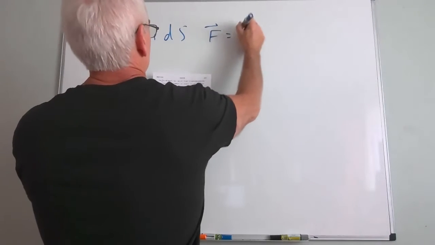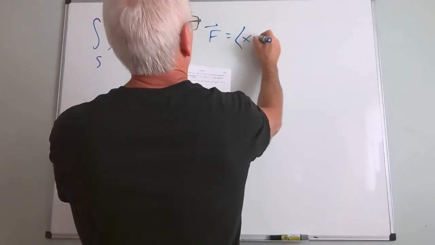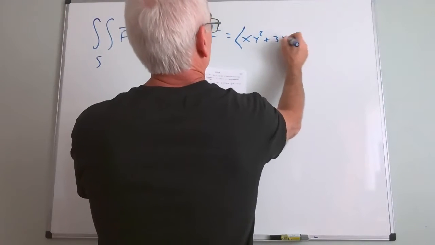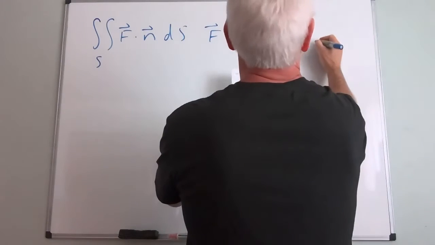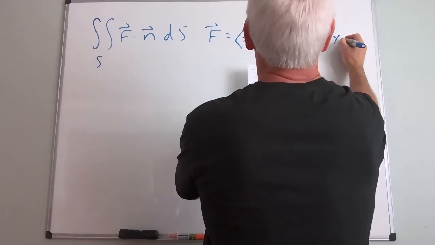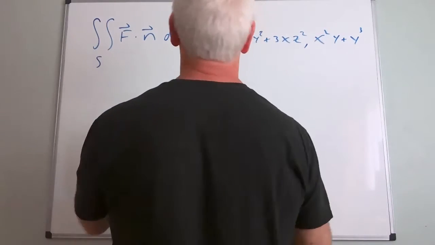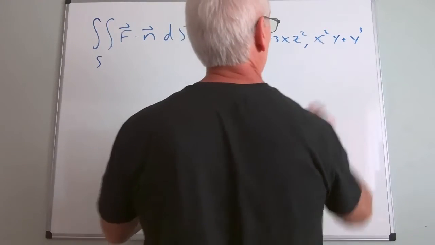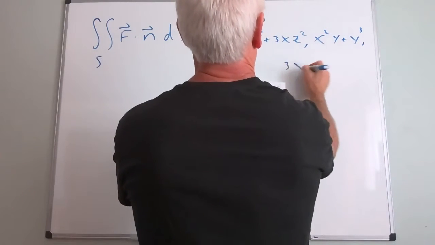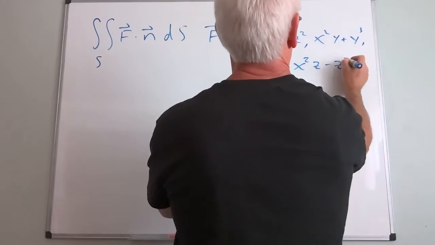So my F is xy squared plus 3xz squared, x squared y plus y cubed, and then 3x squared z minus z cubed.